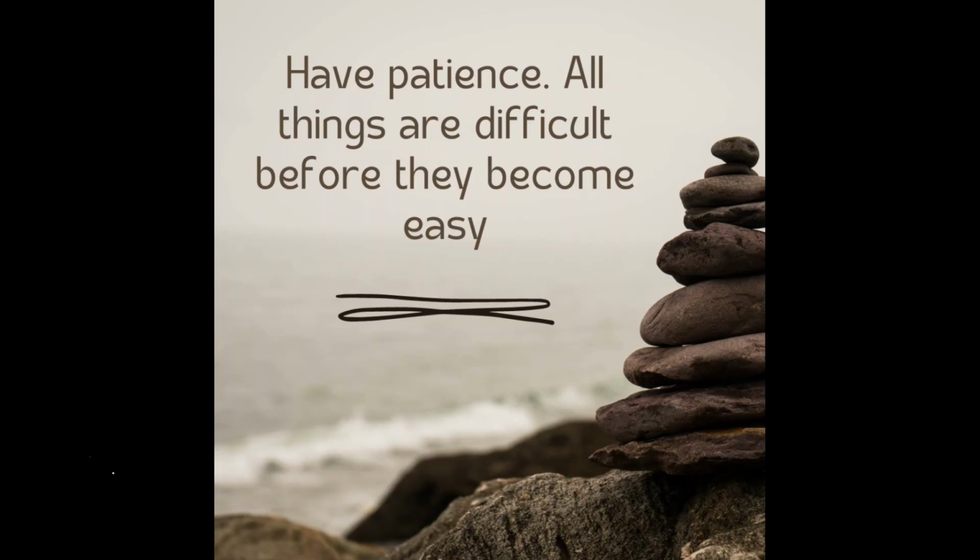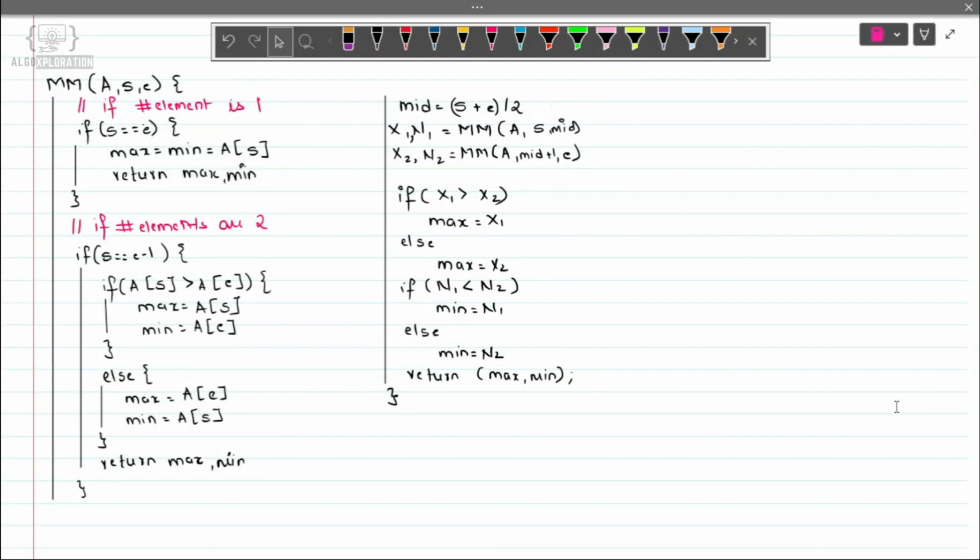My name is Sameer, and in the previous lecture I have shown you how to find the min-max from a given array using divide and conquer technique. And now we will understand the pseudo code of finding min-max, and then we will analyze its time complexity. So let's get started. Now here I have named the function as mm, obviously that is min-max, and then it will accept three parameters: array, start index and end index.